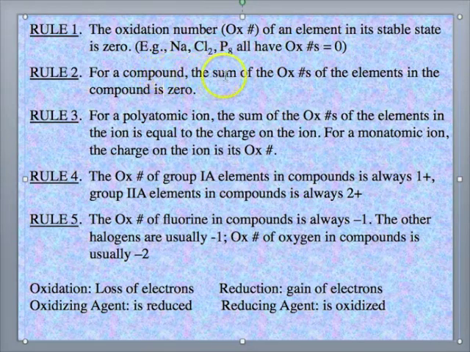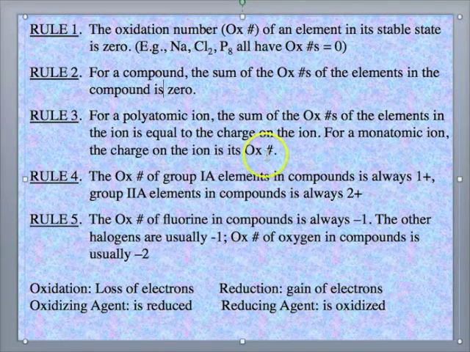In a compound, the sum of the oxidation numbers of the elements in the compound has to be 0. For a polyatomic ion, the sum of the oxidation numbers of the elements is equal to the charge of the ion. For a monatomic ion, the charge on the ion is its oxidation number. So Na+ would have an oxidation number of +1.